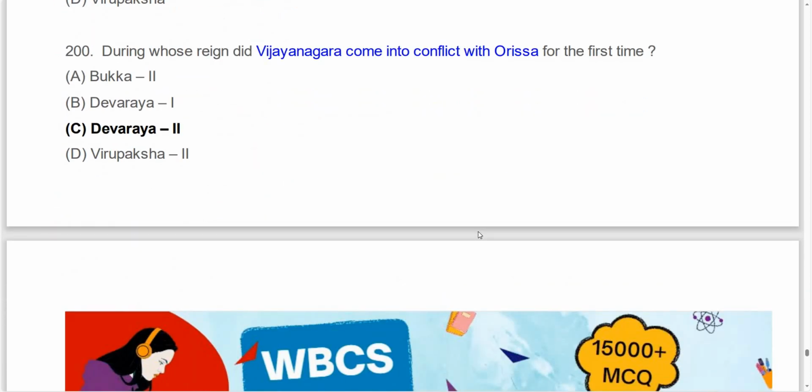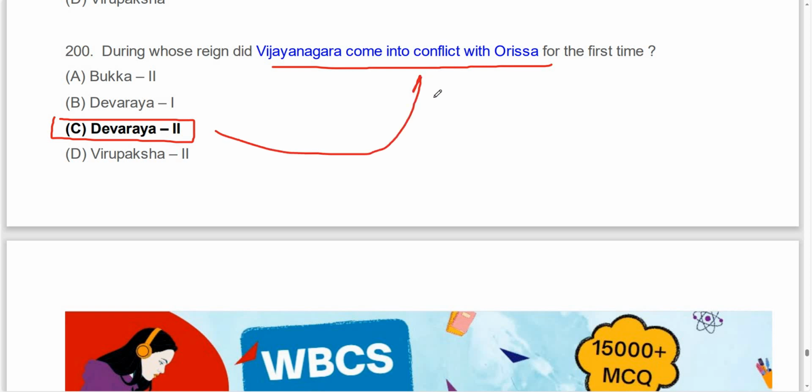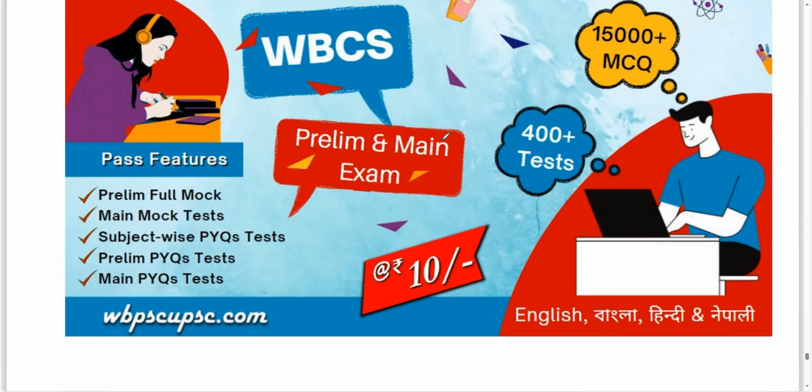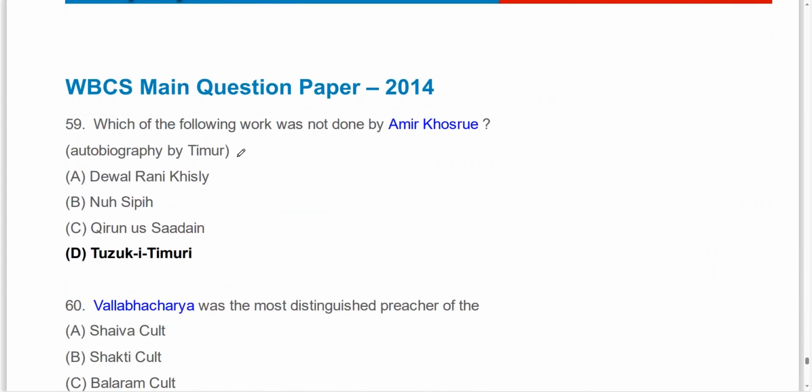During whose reign did Vijayanagara come into conflict with Orissa for the first time? Devaraya II. During the reign of Devaraya II, Vijayanagara came into conflict with Orissa for the first time. Moving on to the next question, 2014, few more questions remaining.